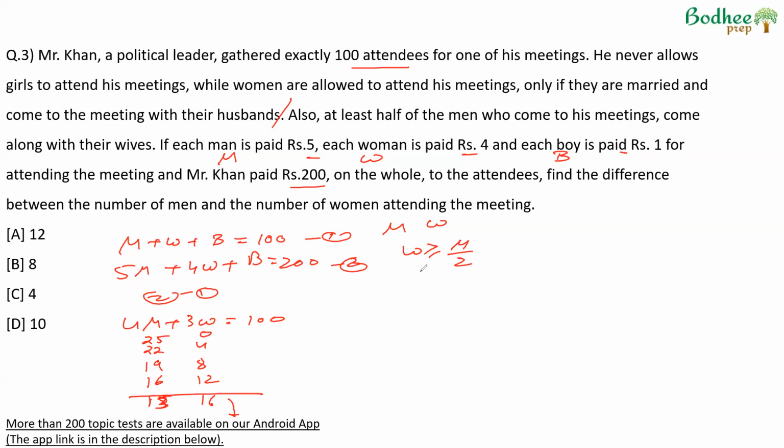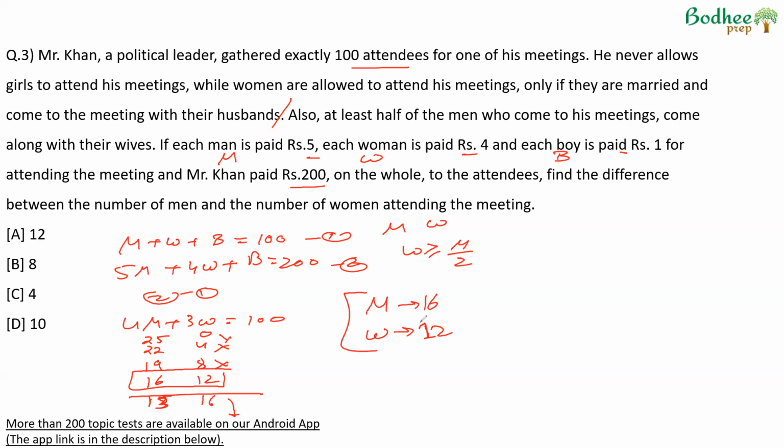Before this also, we are looking for W being greater than or equal to M by 2. Here W is 8, M by 2 is 9.5. So not a possible answer. Here M by 2 is 11, not a possible answer. The only possibility remaining with us is 16. So 16 men showed up, half of them 8. At least 8 came with their wives, and therefore W is 12, which is more than half.